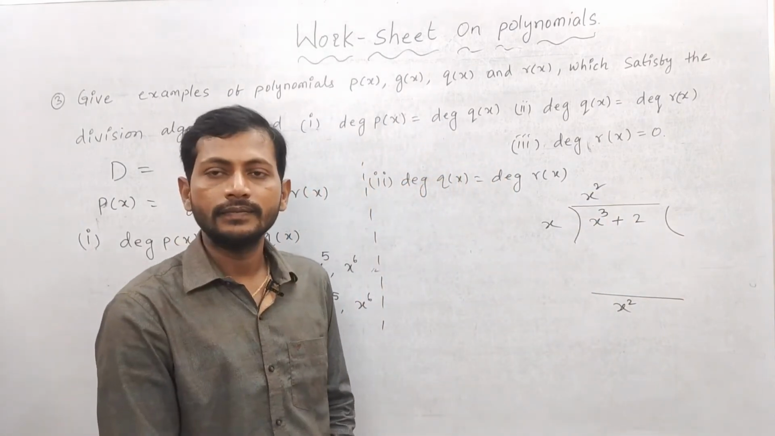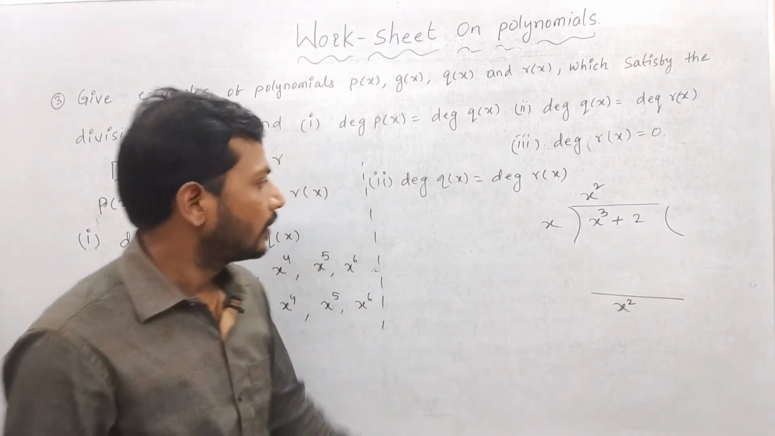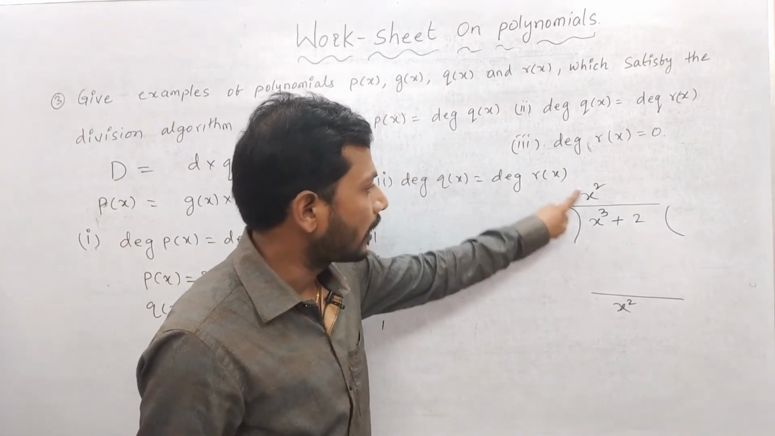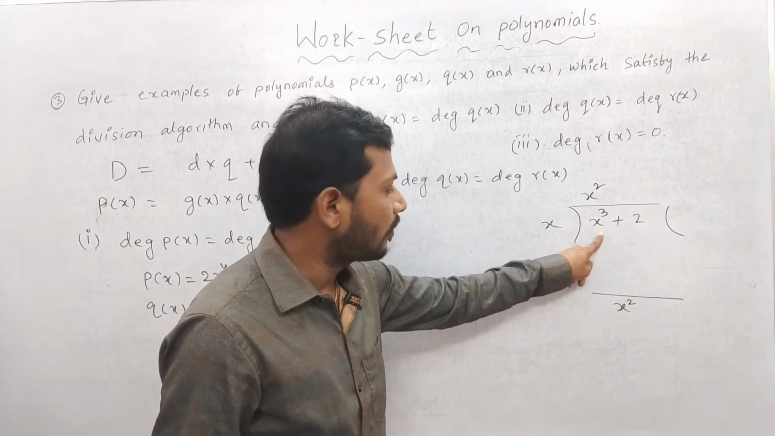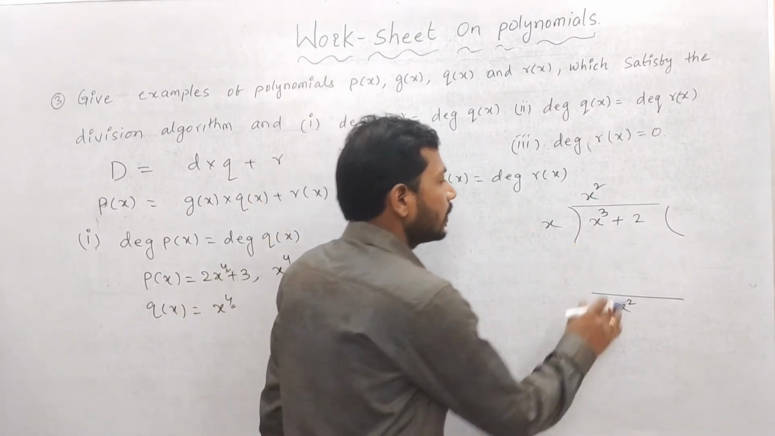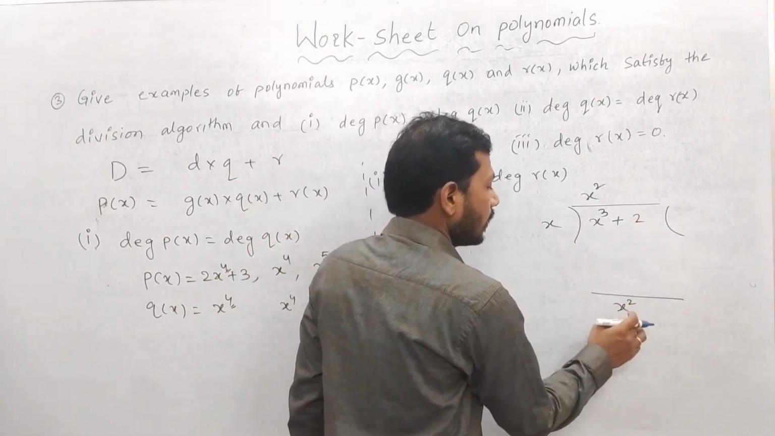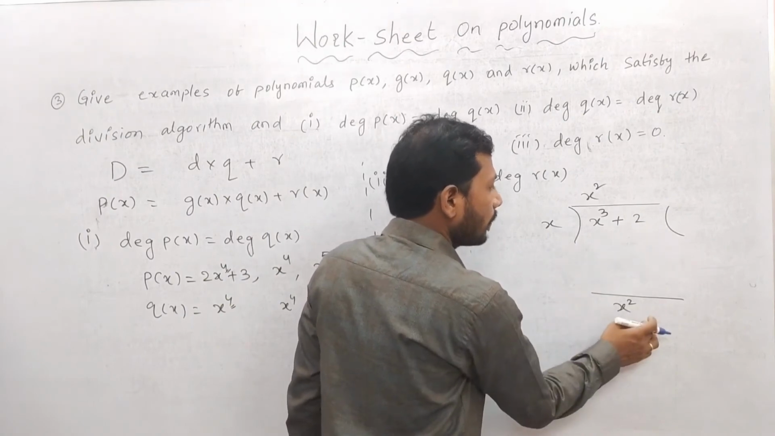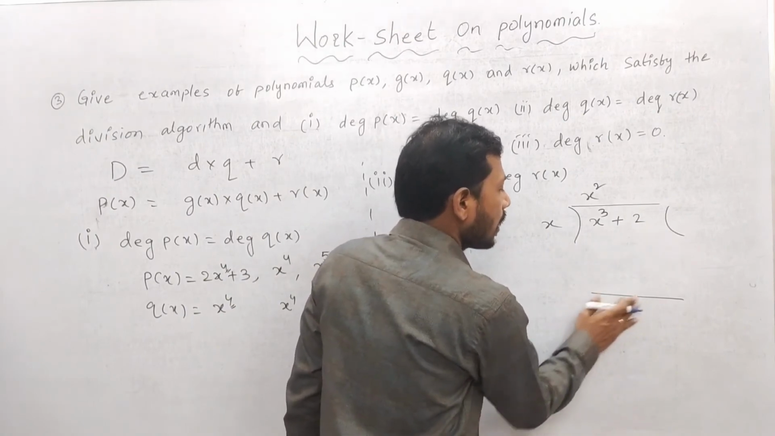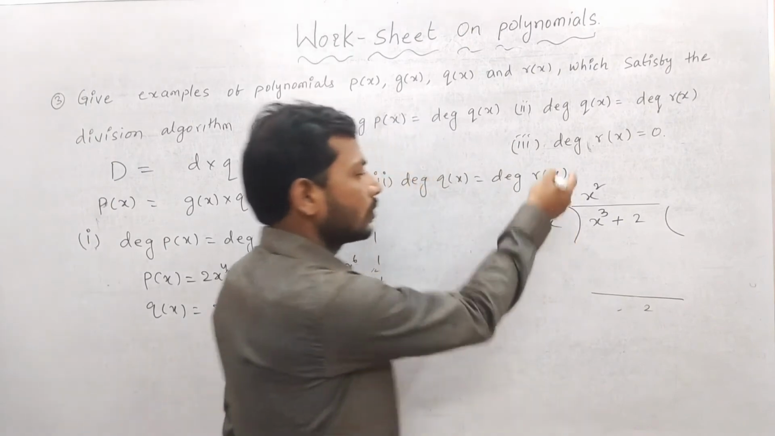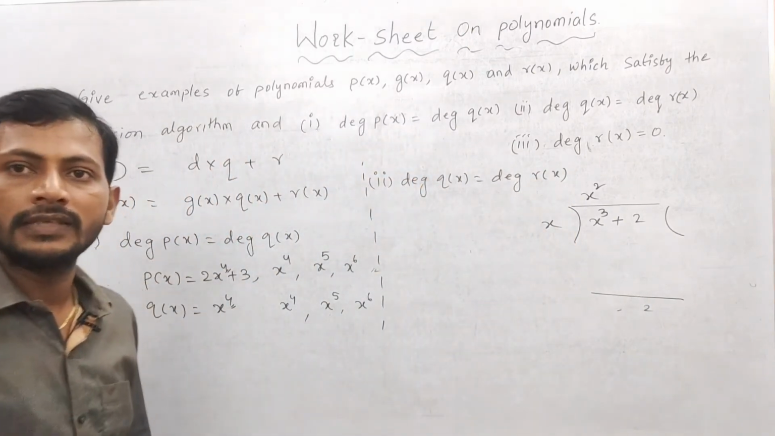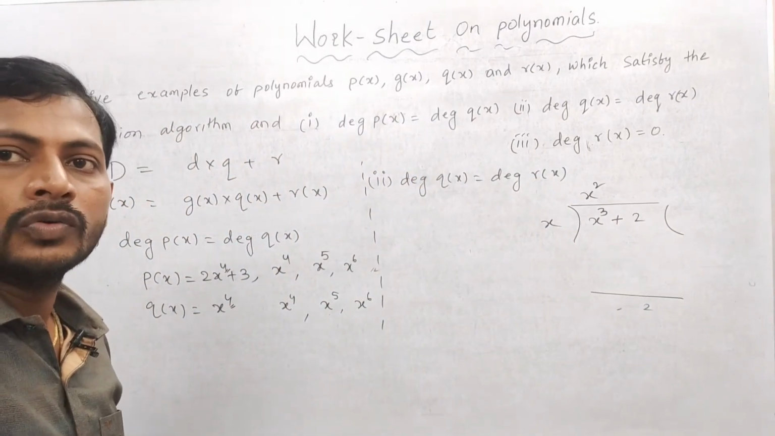Please see. Is it possible? Sir, x into x square is x power 3. Then x power 3 gets cancelled, sir. Then I am going to get 2, sir. Then the quotient degree and this degree are not equal. Then what do I have to do, sir?